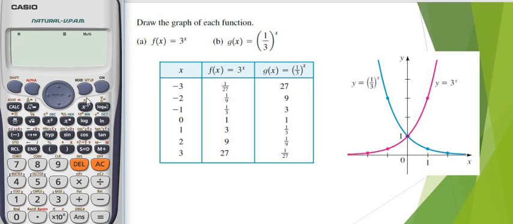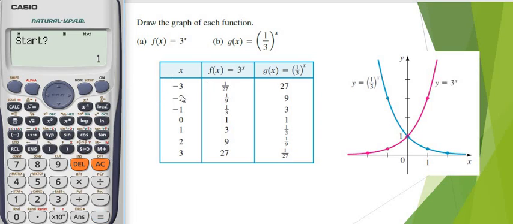So our first step is we will be looking for our table function. So we'll press mode, and in this case our table function would be number 7. So we'll press 7. So we are now ready to input this value. So first we'll input f of x equals 3 to the power of x. So we press 3 to the power of, we press this, and x. So we press alpha x. That's it. We press equals.